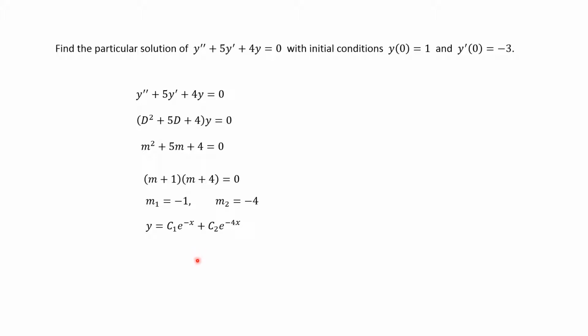So, substitute already the condition. When x is 0, y is 1, so you're going to plug it there. So 1 equals c1 e to the negative 0 plus c2 e to the negative 4 times 0. So the first equation is 1 equals c1 plus c2.